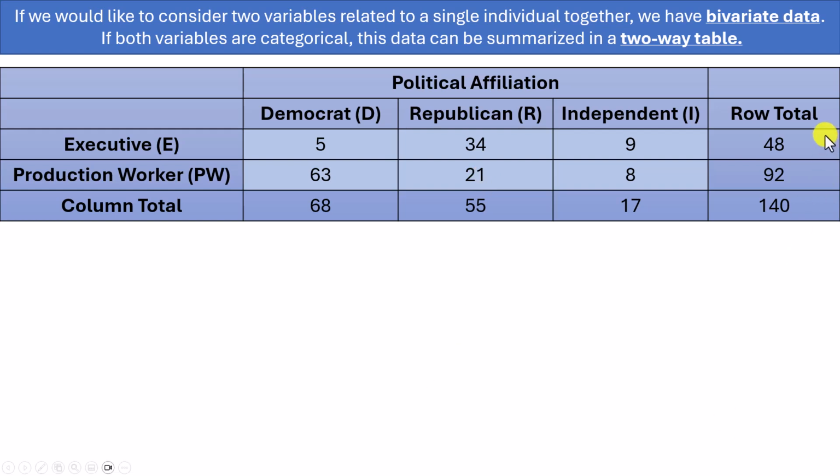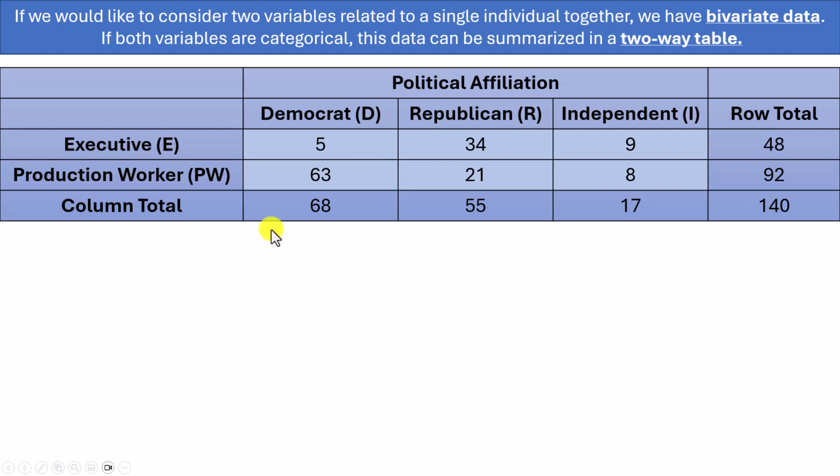The row total represents the total number of executives, 48, or the total number of production workers, 92. These numbers can be found by adding the numbers in the 3 columns before them. So 8 plus 21 plus 63 is equal to 92, and 9 plus 34 plus 5 is equal to 48.